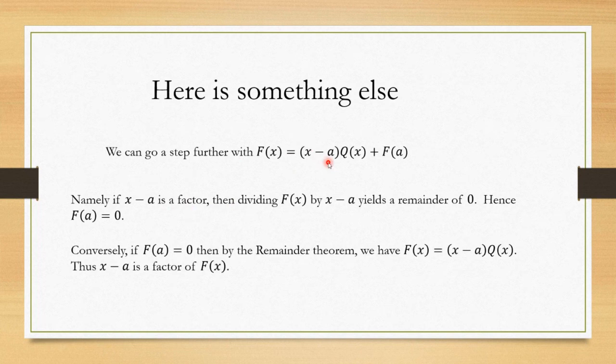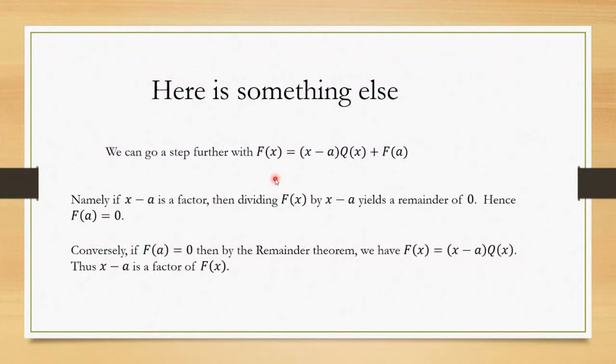So in other words, here the remainder, which is f of a, has to be 0. Again, let me say it again. If x minus a was a factor, that means if you divide by x minus a, you have to get remainder 0. But the remainder is f of a. That's what we just showed. So f of a must be 0, is what we're saying. And the other way you can go around as well.